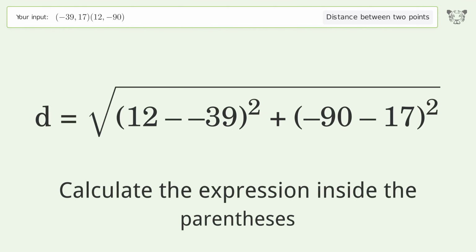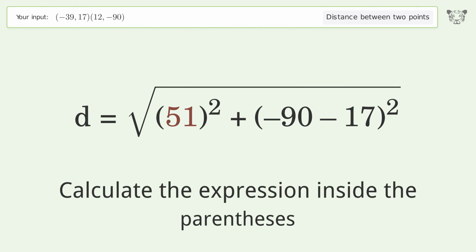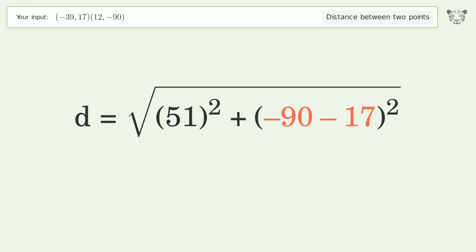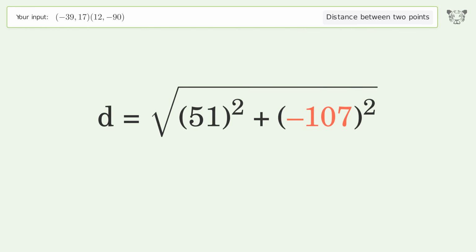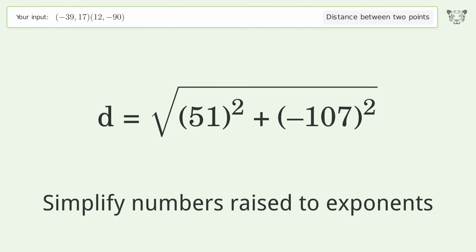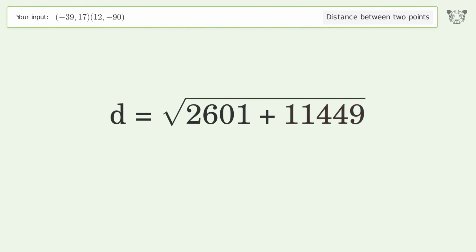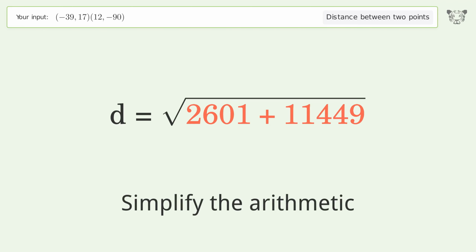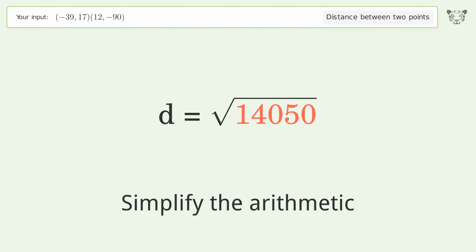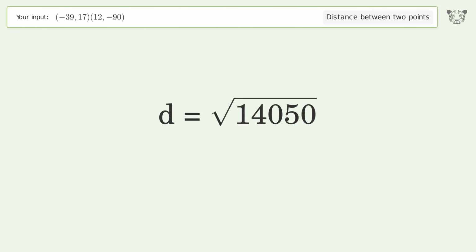Calculate the expression inside the parentheses. Simplify numbers raised to exponents. Simplify the arithmetic. And so the distance between the 2 points is the square root of 14,050 or 118.533.